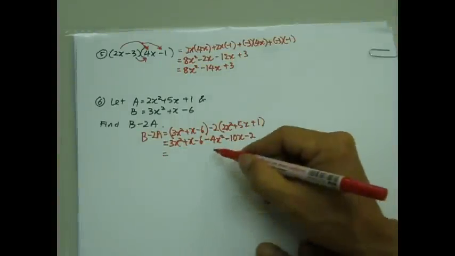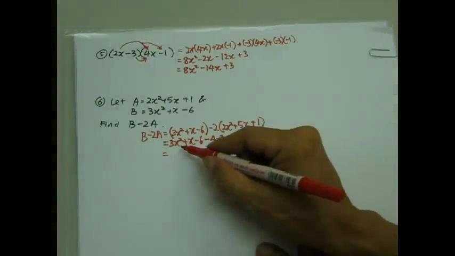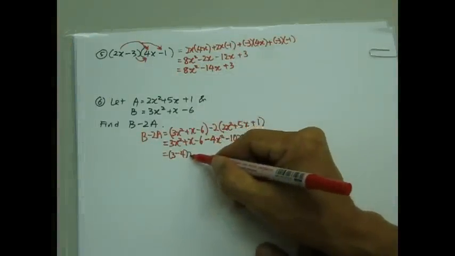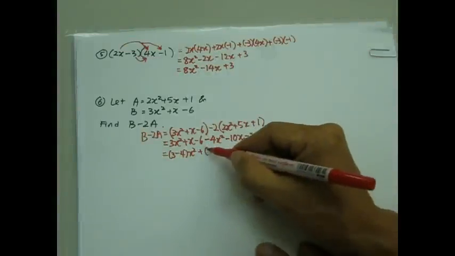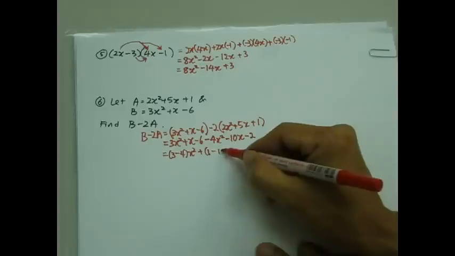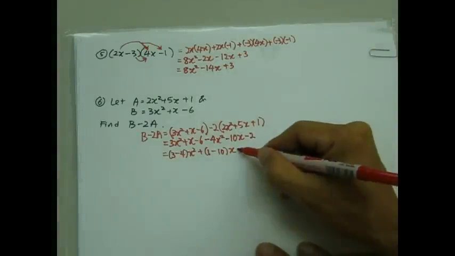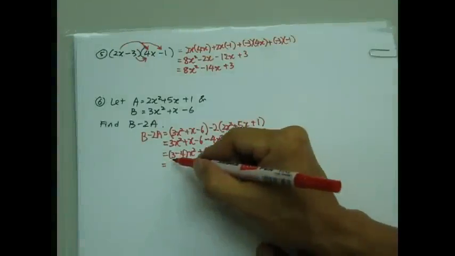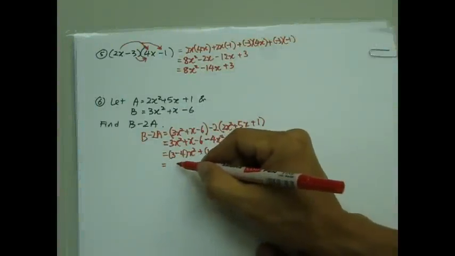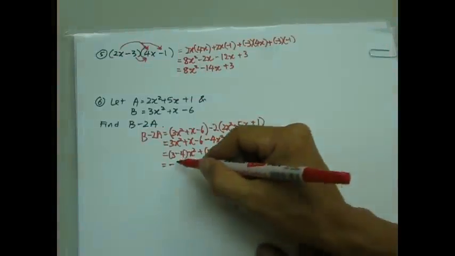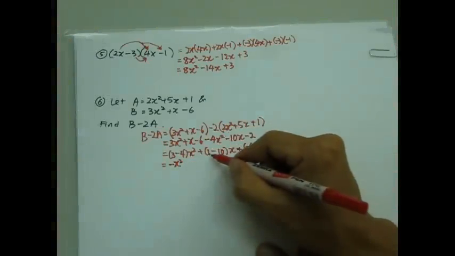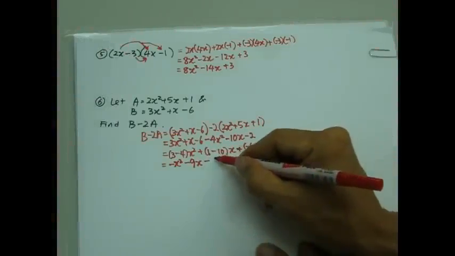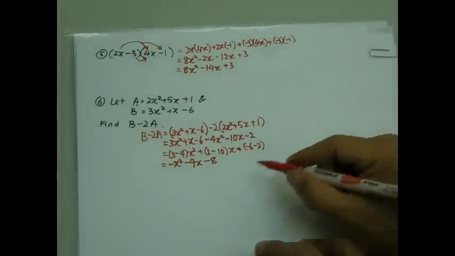So now we group all the terms with the same degree. That is x squared, degree number 2. So 3 minus 4 x squared plus 1 minus 10 x, and then plus negative 6 minus 2. So 3 minus 4 gives me minus 1. Since it's 1, I don't really have to write the 1, so I just write the negative sign, negative x squared. 1 minus 10, negative 9x. Negative 6 minus 2 will be negative 8.